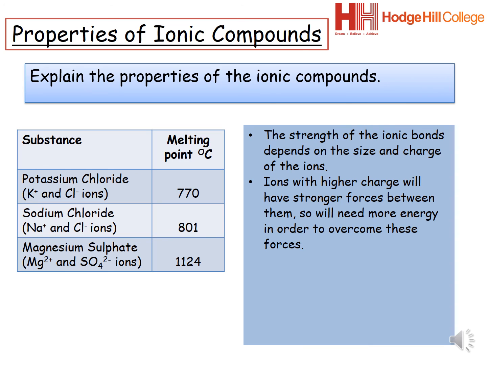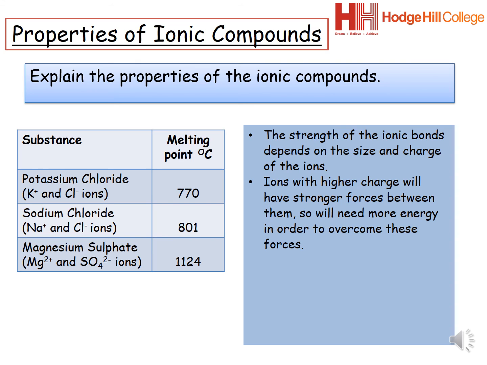Another reason why the melting point is very high is due to the size of the ions. If we compare sodium chloride with potassium chloride, both compounds have chloride ions. However, the sodium and the potassium ions are different. These ions are present in group 1 of the periodic table. We'll be looking at this in another lesson. But what I need you to know is that the potassium ion is larger in size than the sodium ion.